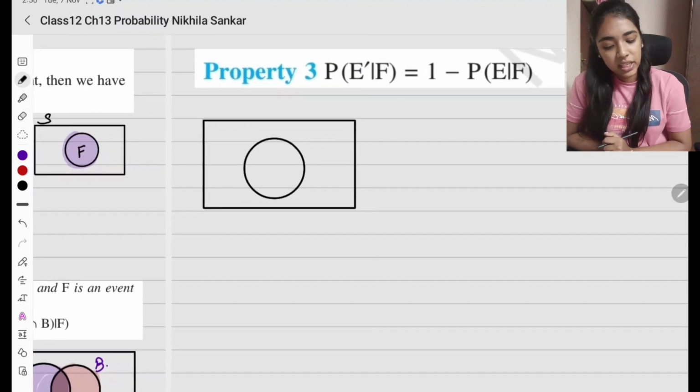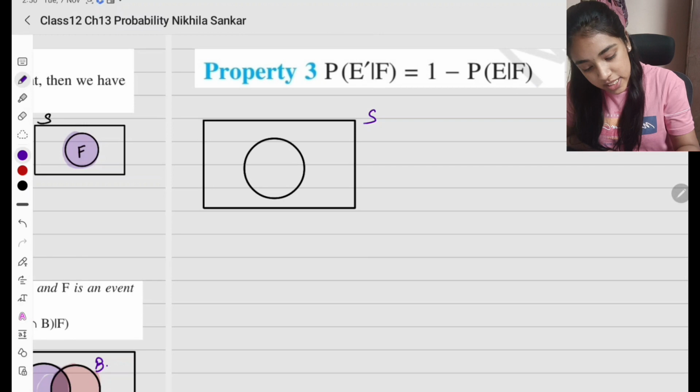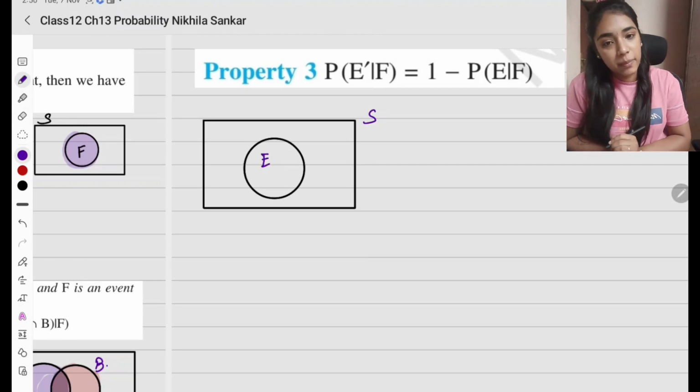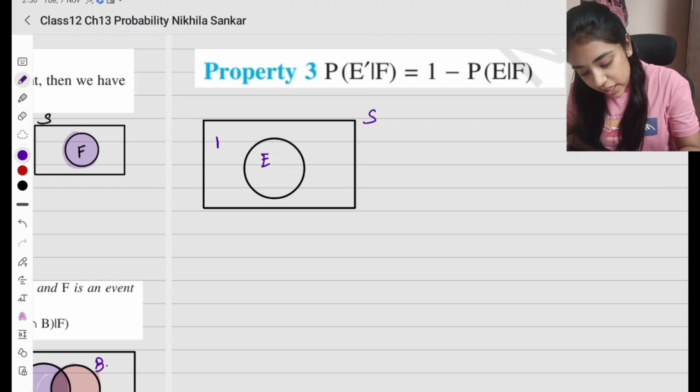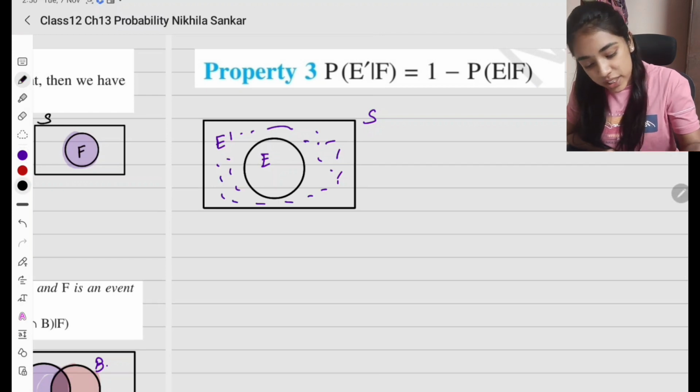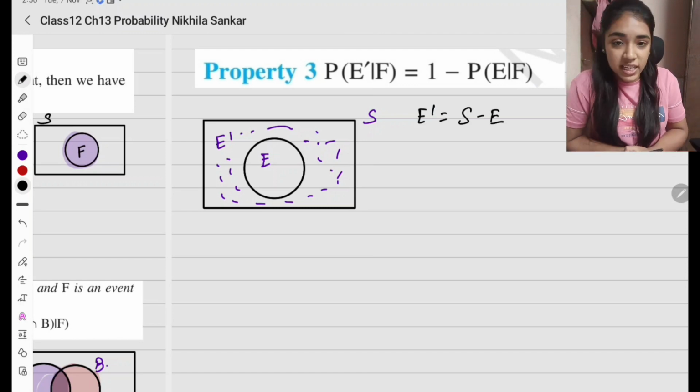இப்போ third property என்ன? Probability of E dash given F. So now I have a sample space S and I have the event happening inside the sample space which is E. Okay? So இப்போ நம்ம என்ன பண்ணுவோம்? E na இங்க இருக்கிற இது எல்லாமே E dash. Correct? Whatever is outside E is going to be my E dash. So how do I usually represent? I'll have E dash is S minus E. Sample space minus E. இது மாதிரி பண்ணுவோமா?